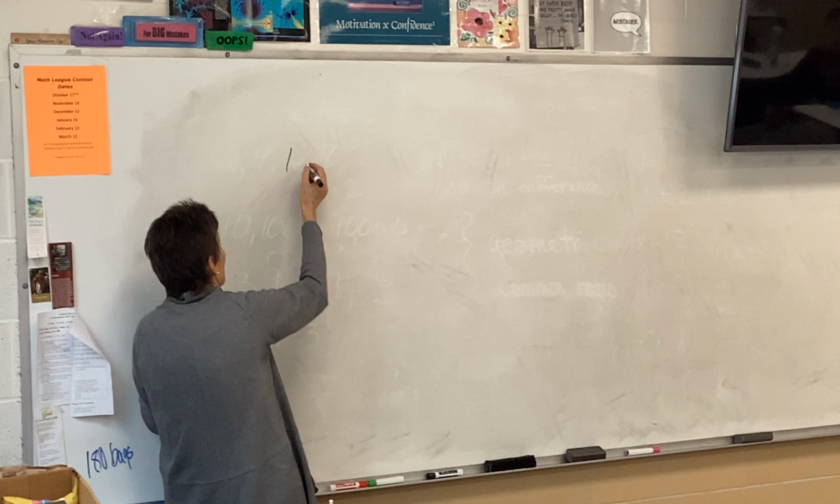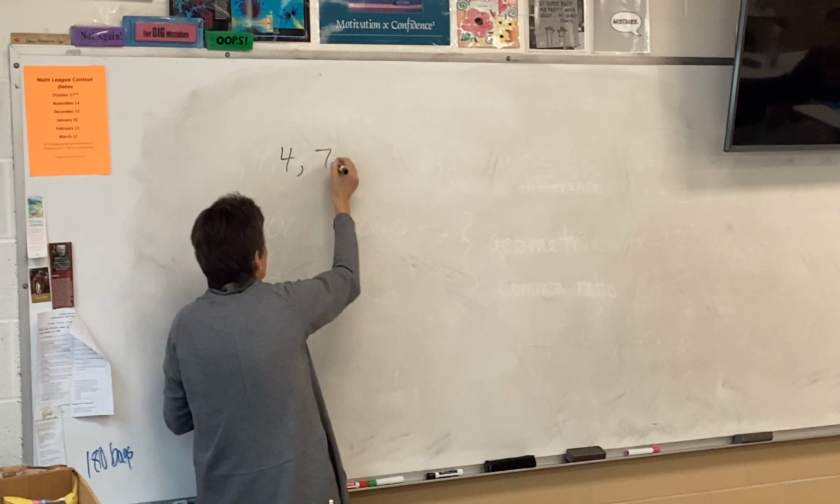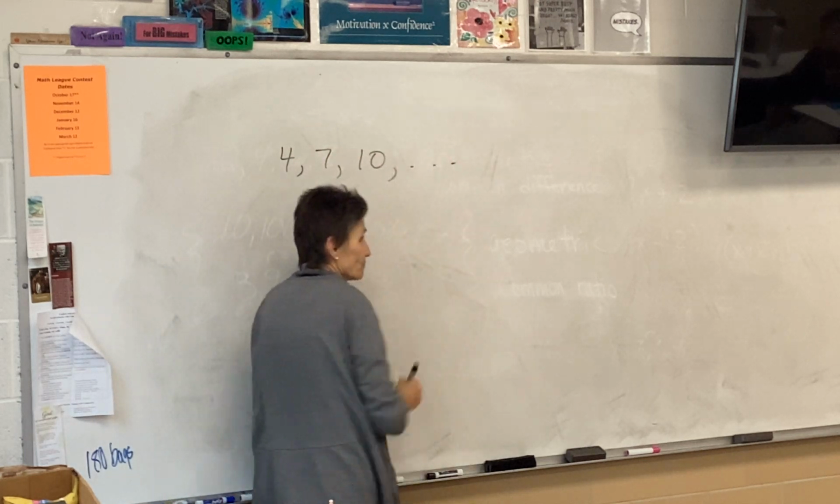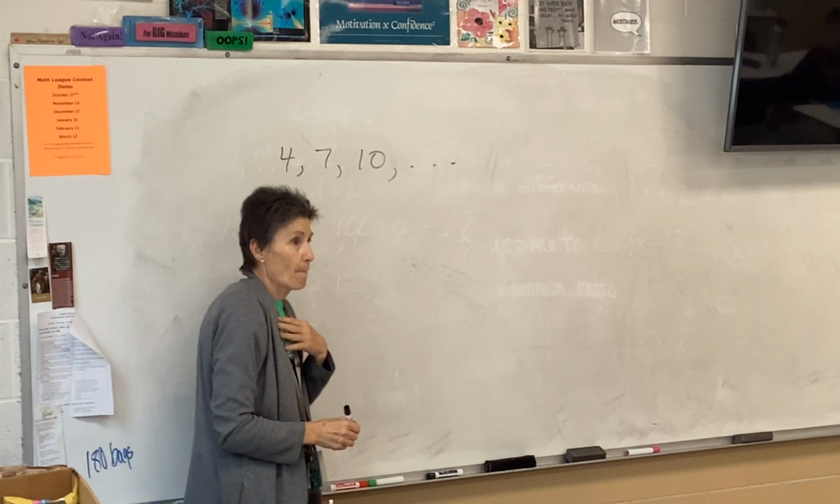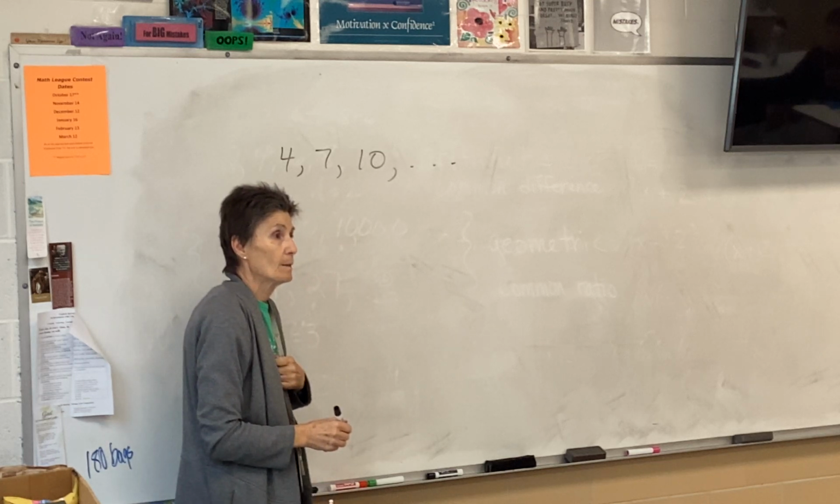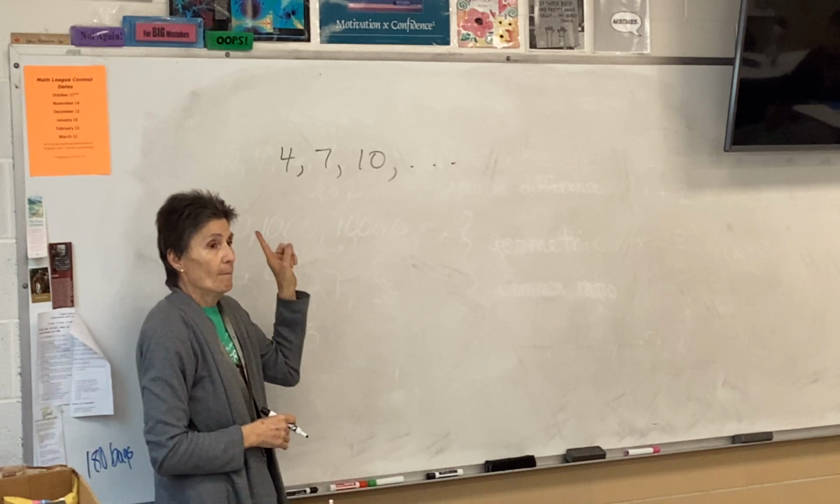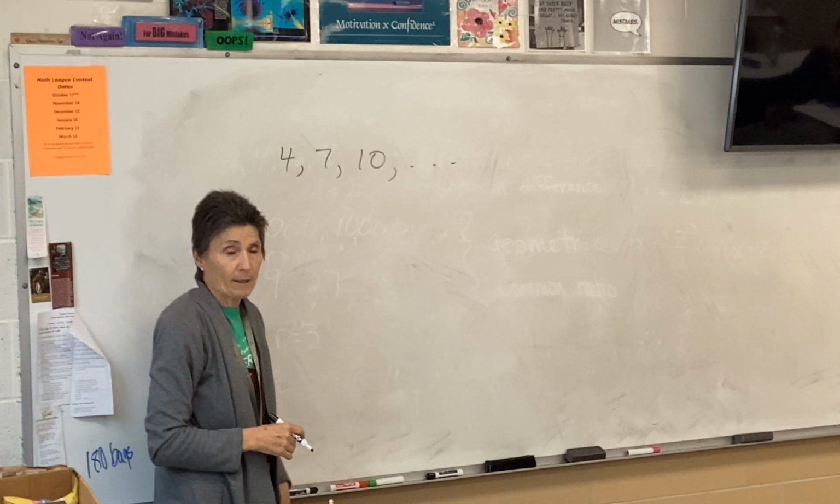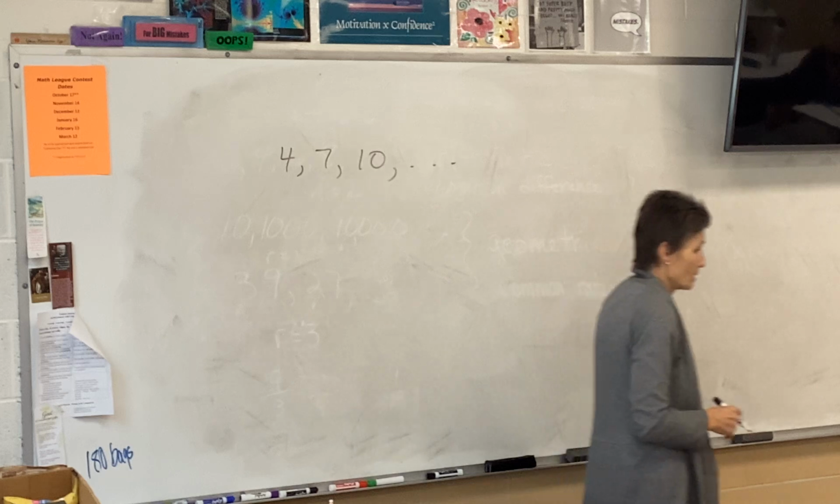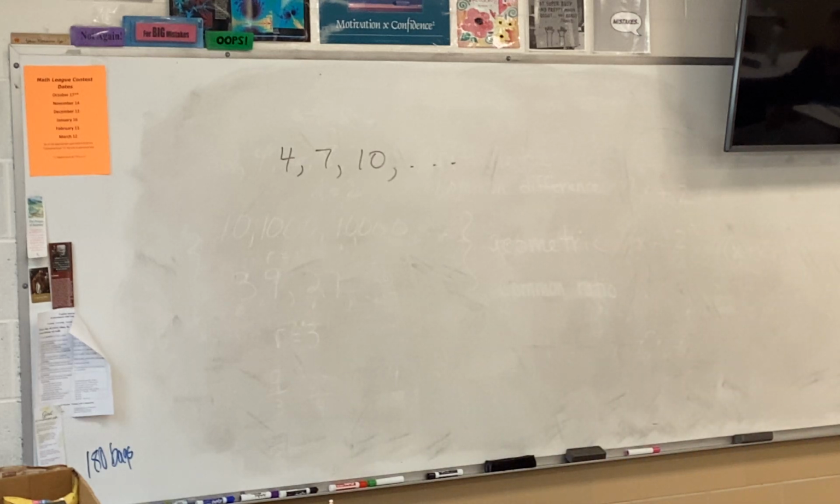Let's say we have the sequence 4, 7, 10. Okay, just hang on, I'm looking at this one right now. Arithmetic or geometric? Arithmetic. Why? Getting from term to term by adding 3. So the common difference is 3.